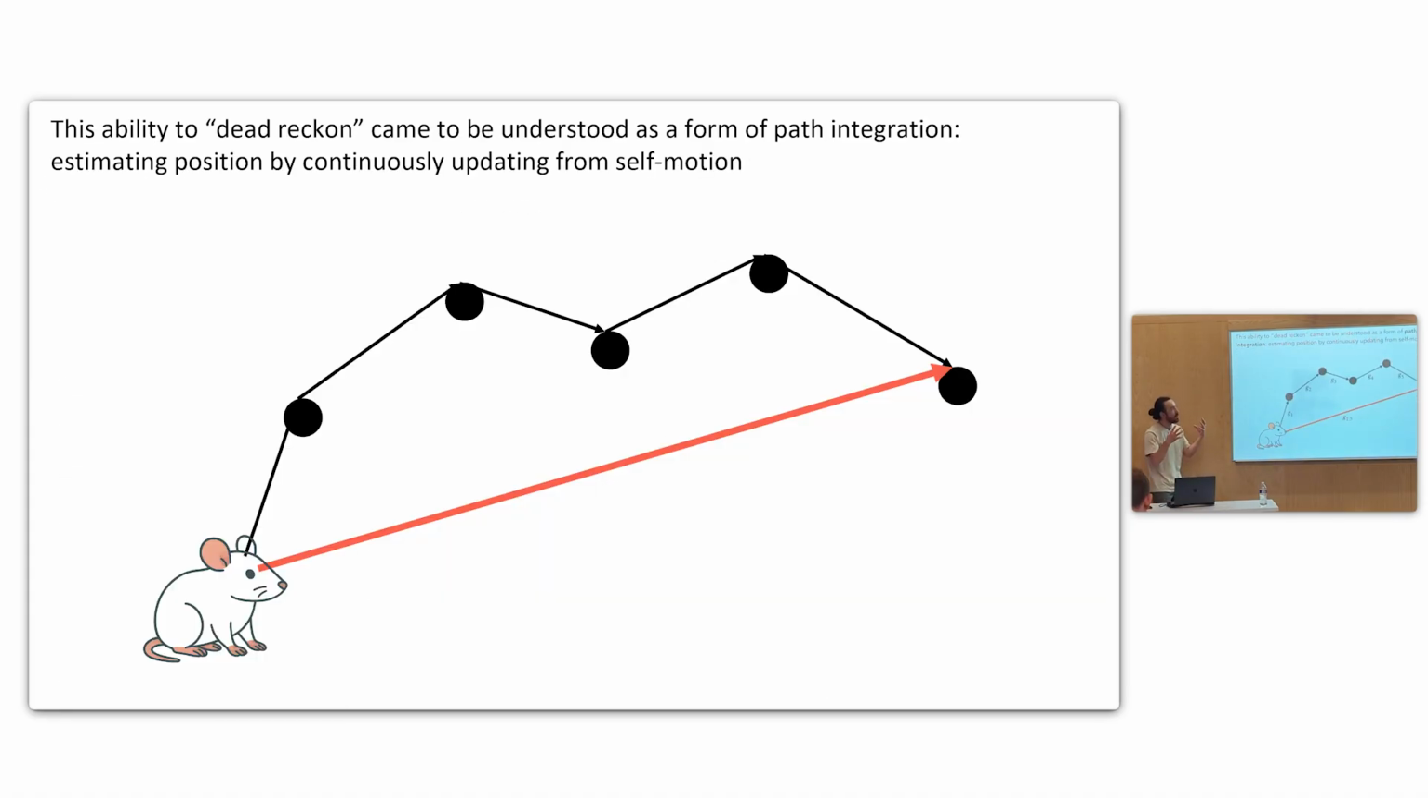And this ability to dead reckon soon came to be understood as a form of path integration, that animals have this ability that, given internal signals of their own self-motion, whether it be from visual or motion cues, we're able to estimate our global position, or allocentric position, by integrating these egocentric movements.